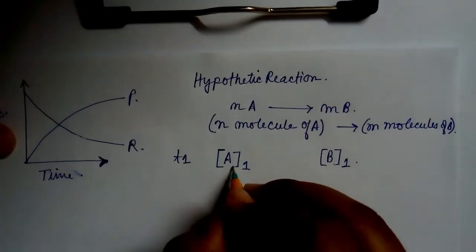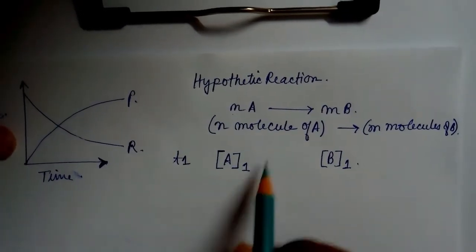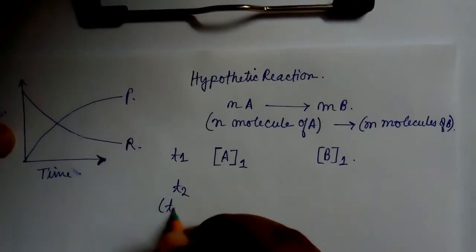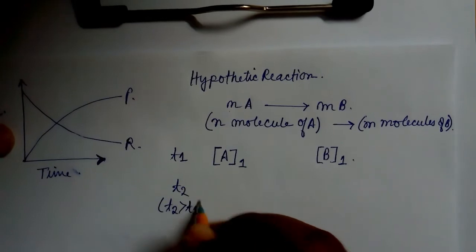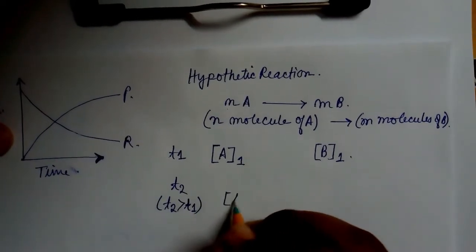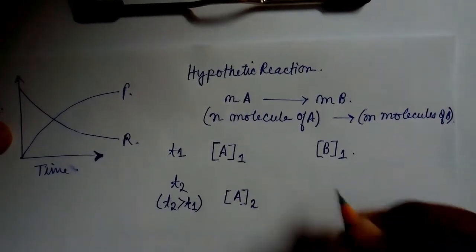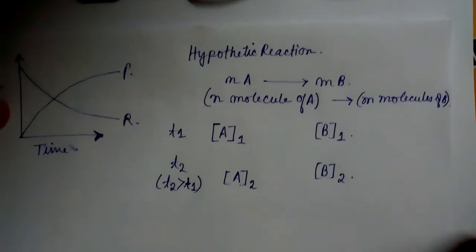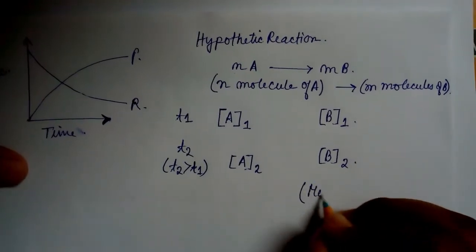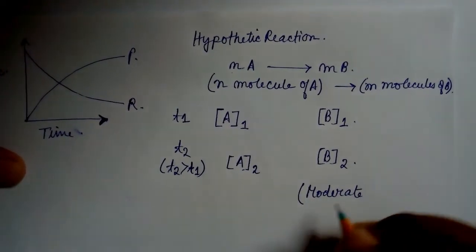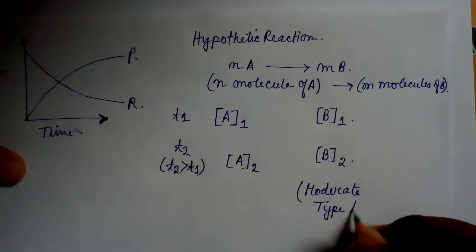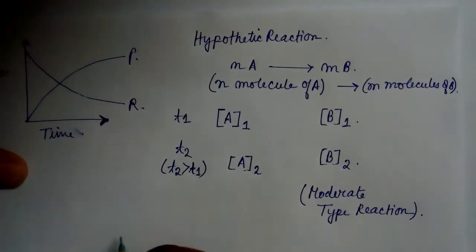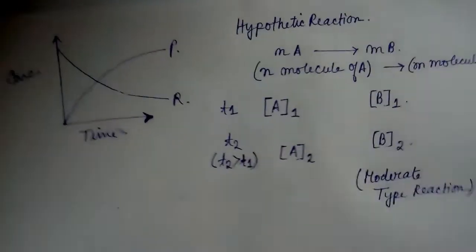As we have seen, with increasing time and the proceeding of the reaction, the reactant amount decreases. Now again at time t2, considering t2 is greater than t1, the reactant amount decreases to A2 and the product amount increases to B2. This is actually for a moderate type of reaction.